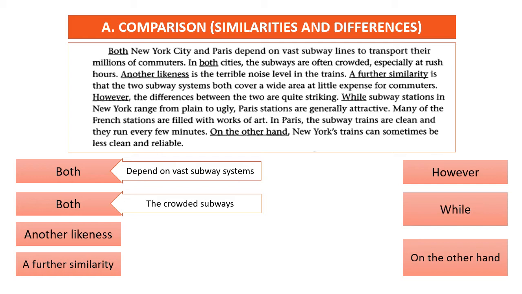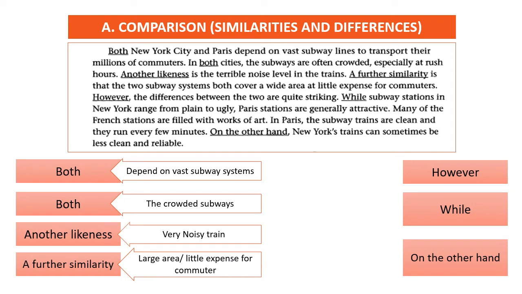After that, we have another likeness. What is the reference of the signal word? Right, so it refers to very noisy trains in the two cities. And the last is a further similarity. So this is the last signal word to show the similarity between two cities, and it refers to the large area or little expense for the commuter in both cities of New York and Paris.